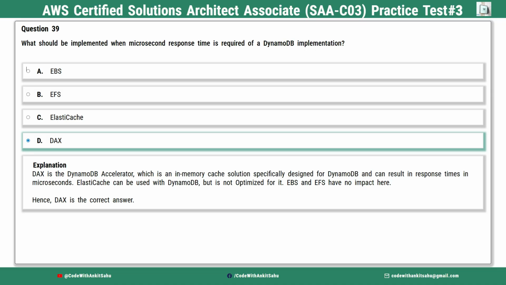Correct answer. Option D. DAX. Explanation: DAX is the DynamoDB accelerator, which is an in-memory cache solution specifically designed for DynamoDB and can result in response times in microseconds. Elastic can be used with DynamoDB, but is not optimized for it. EBS and EFS have no impact here. Hence, DAX is the correct answer.